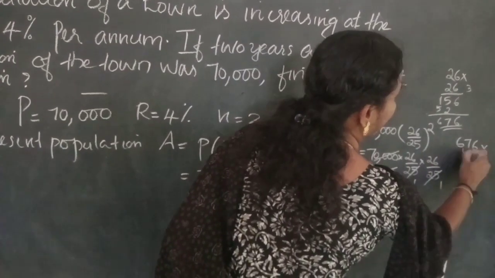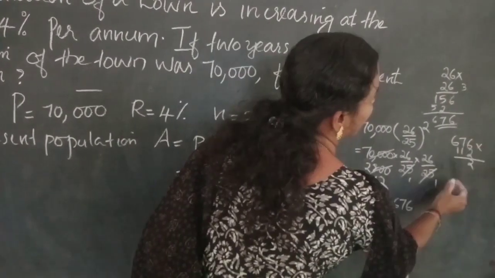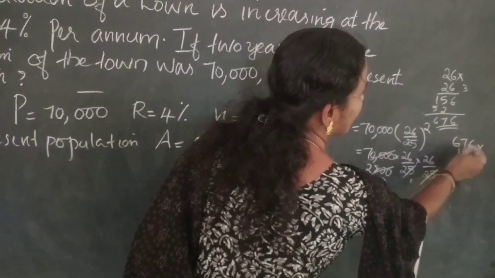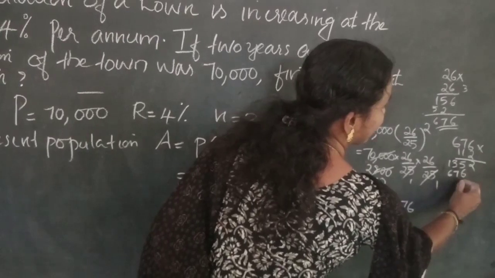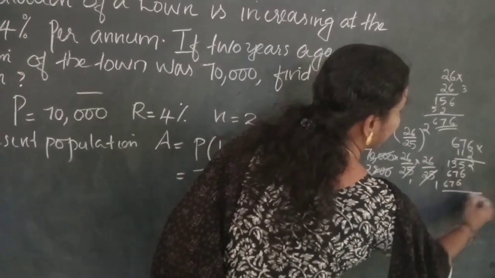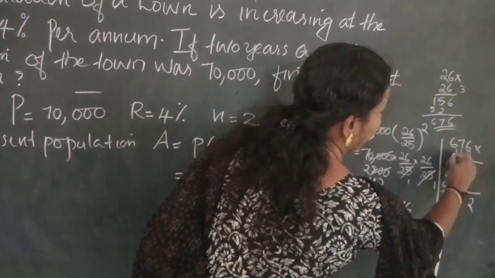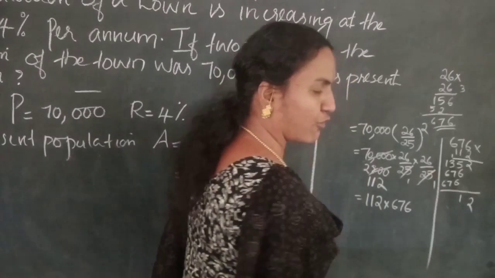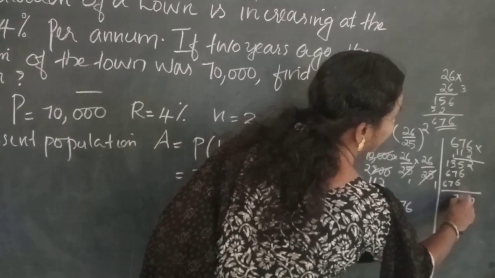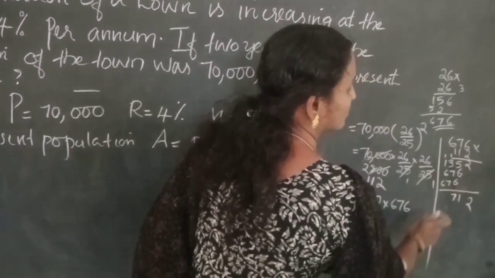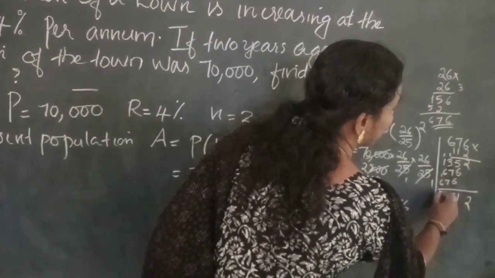676 into 112. 6 2s are 12. Then balance 1. 7 2s are 14 plus 1, 15. Again balance 1. 12 plus 1, 13. Then 6 7 6. Adding 2, 5 plus 6, 11. Balance 1. 3 plus 1, 4. 4 plus 7, 11. 11 plus 6, 17. Again balance 1. 1 plus 1, 2. 2 plus 6, 8. 8 plus 7, 15. Again balance 1, 7.